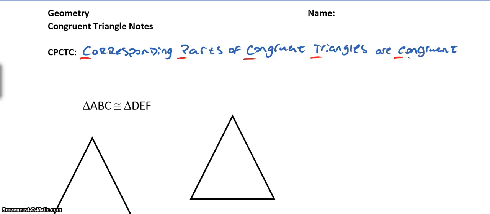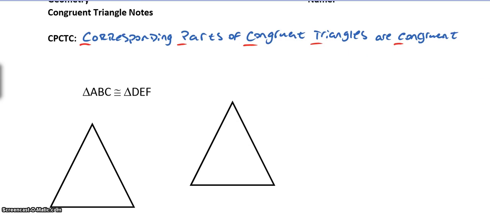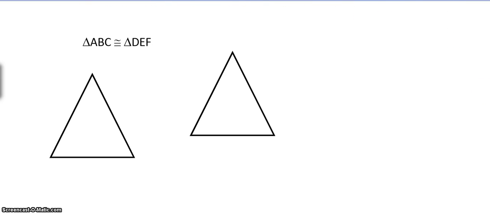CPCTC. Now that's going to be the main focus for this entire lesson. If you can understand that corresponding parts of congruent triangles are congruent, the lesson will be pretty easy. Basically what it says is things that match up in equal triangles are equal. That's the English translation instead of the mathematical translation.